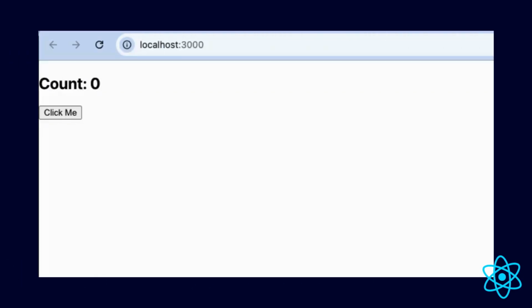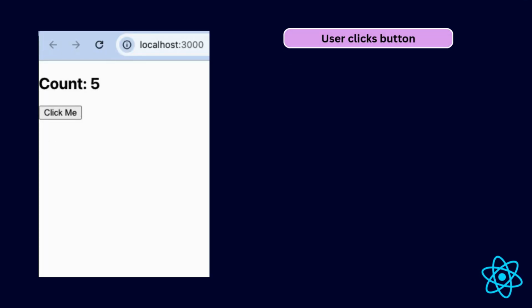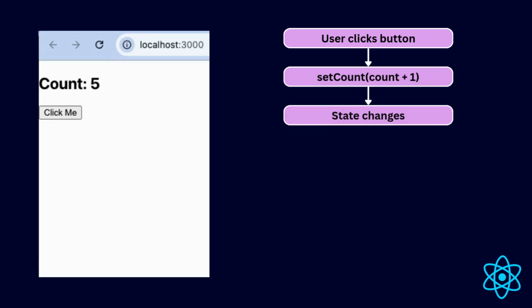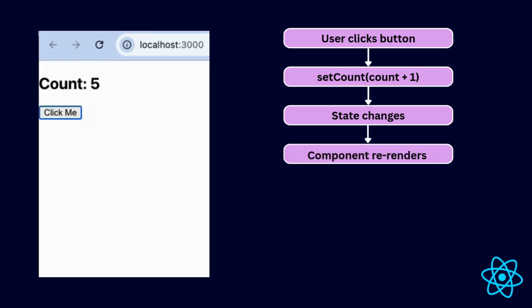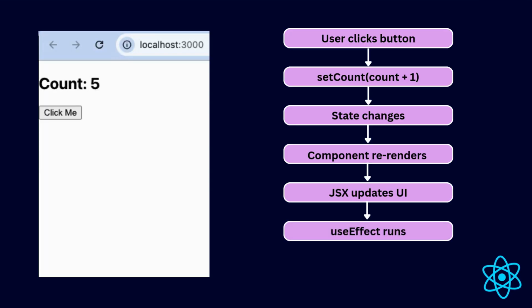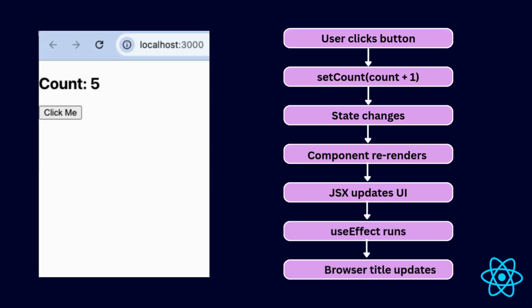After running this program, the initial load on the screen will show count is 0. When you click on the Click Me button, the count will become 1. And when you go on clicking one by one, it will keep increasing. Let's see the execution flow. First the user clicks the button, setCount plus 1. Here state changes, component re-renders, JSX updates UI and useEffect runs, browser title updates.